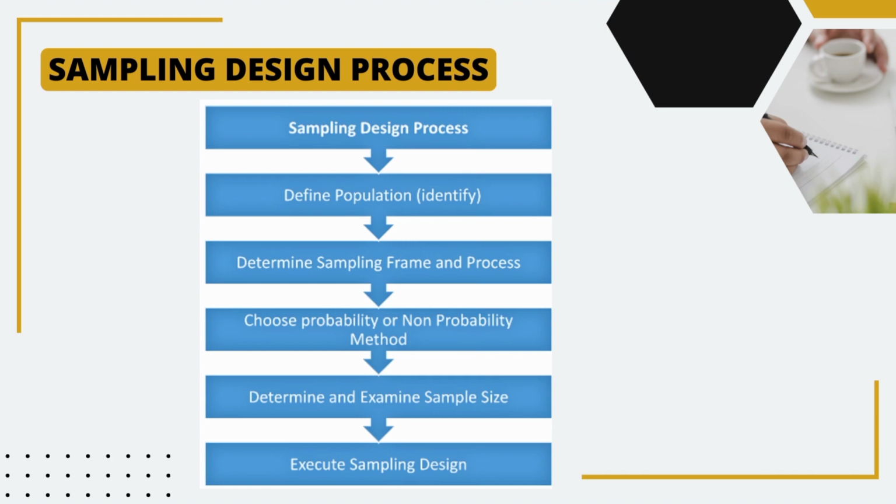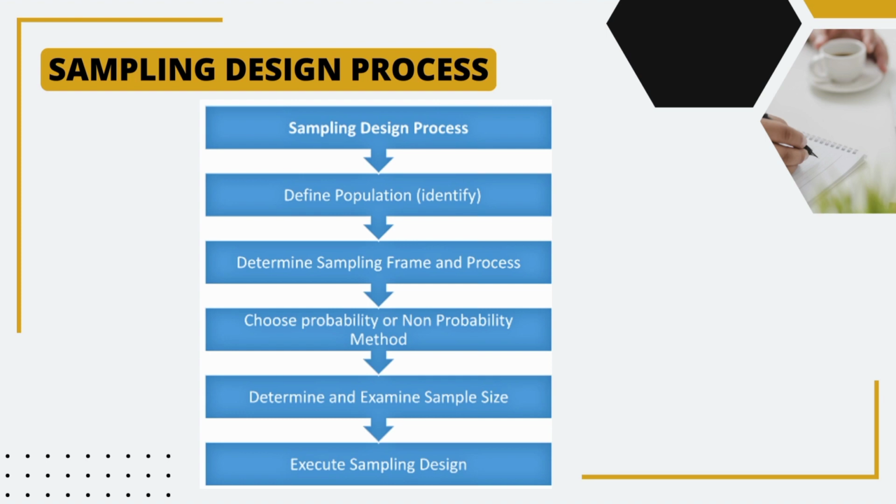Choose probability or non-probability method. Probability sampling ensures that each element in the population has a chance of being included in the sample. It doesn't involve personal bias and allows for statistical analysis. On the other hand, non-probability sampling doesn't give every element an equal chance of inclusion and may introduce bias.